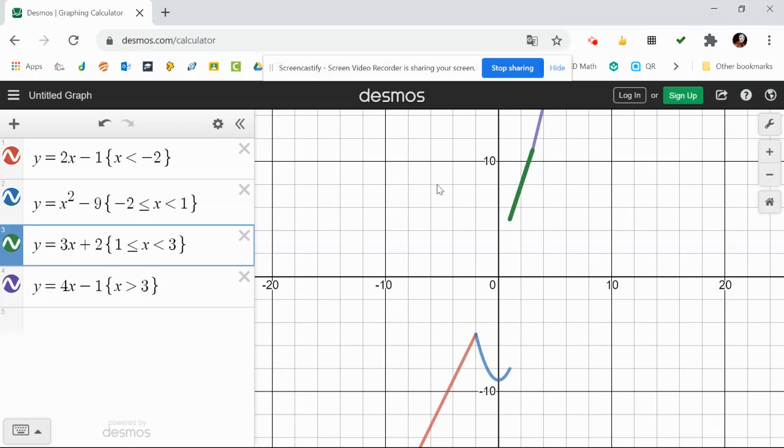And then the last one, we found there was a removable discontinuity. Again, it is undefined at +3, and you guys can clearly see it right here. When we reach 3, the function is undefined, but it still continues, right? And we are approaching the same value from both sides. We're getting closer and closer to 11.